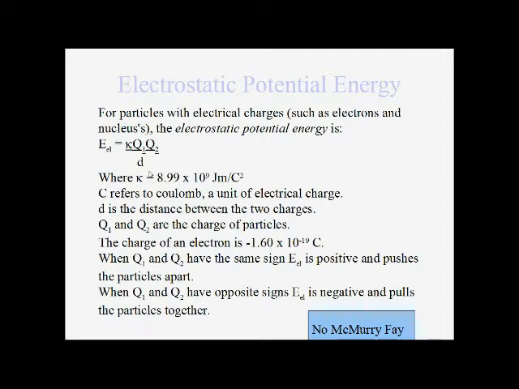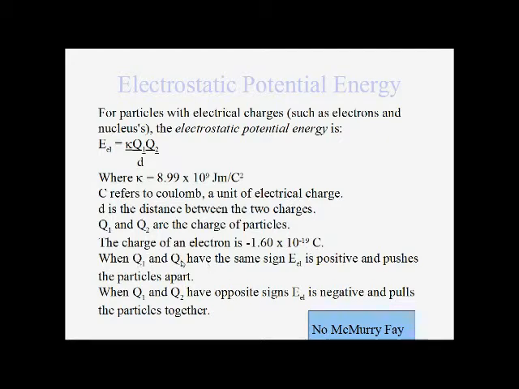So if we look at the unit here, kappa is 8.99 times 10 to the 9th joules times meter per coulomb squared. So that would mean that our distance would have to be in meters, and our two charges, Q1, Q2, have to be in coulombs to give us joules out for our electrostatic potential. We don't need to memorize this number, but the charge on an electron is negative 1.60 times 10 to the minus 19 coulombs.